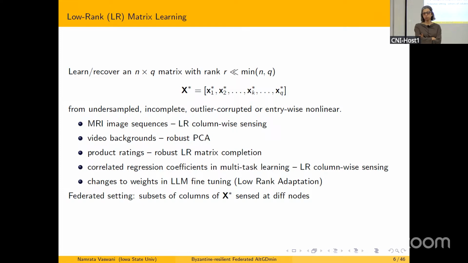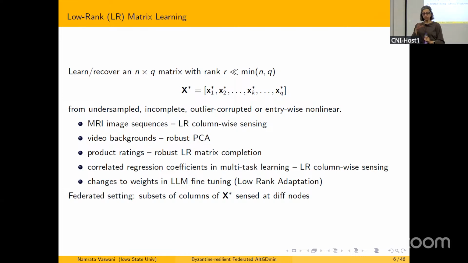Videos are well modeled as low rank plus sparse, with the foreground denoting the sparse component and the background denoting the low rank component. Product rating matrices, or product rating tensors if there are multiple products, are often modeled as low rank. And then correlated regression coefficients in multitask learning is another instance of a low-rank matrix. And then more recently, what I'm hearing, this is not something I'm working on yet, is LLM fine-tuning. The changes in weights are also often modeled as low-rank matrices. So each weight layer, and I think it's called low-rank adaptation.